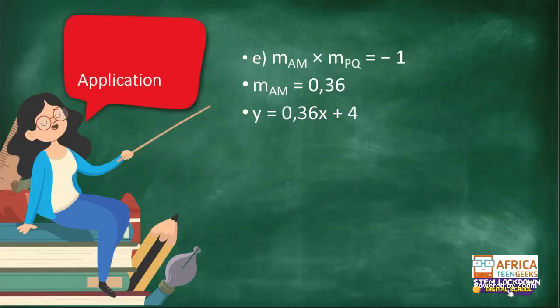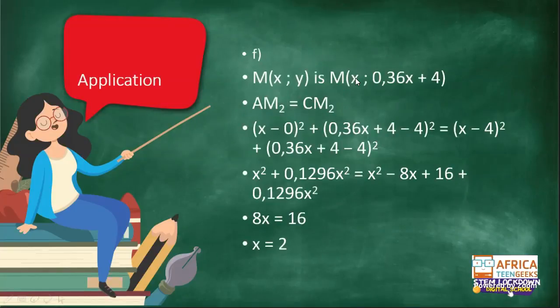Now, we are asked to find the coordinates of M. Remember that the coordinates of M will be (x, y). The y here is also 0.36x plus 4. From this, you can clearly see that M is (x, 0.36x plus 4).